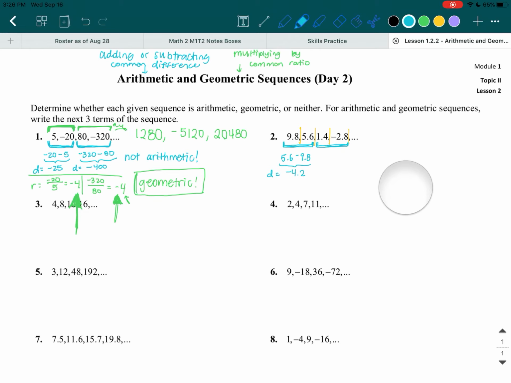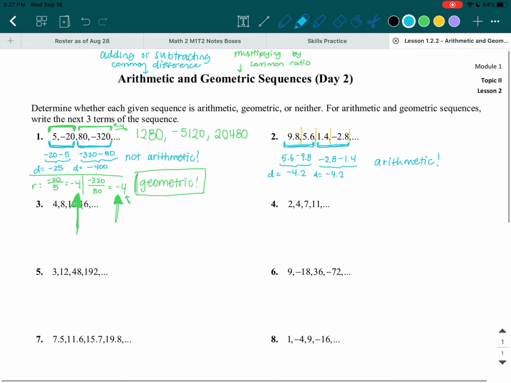We have 1.4 and -2.8. So take the second number, subtract the first number, calculate that, use a calculator if you don't know, and you get -4.2. So the common difference is -4.2 in both cases, and since our common differences match up, we know this is automatically arithmetic. And because we know it's arithmetic, you don't even need to try to see if it's geometric. It can only be one of those.